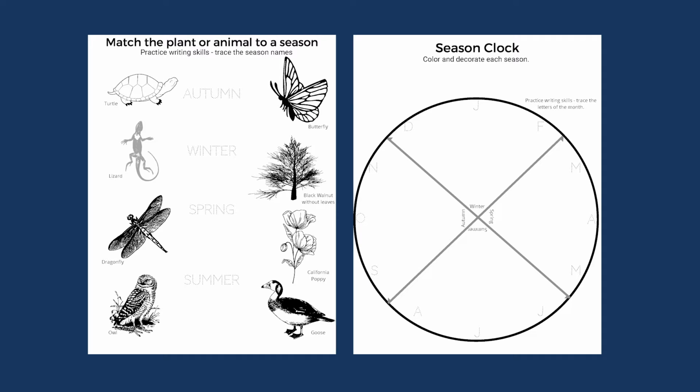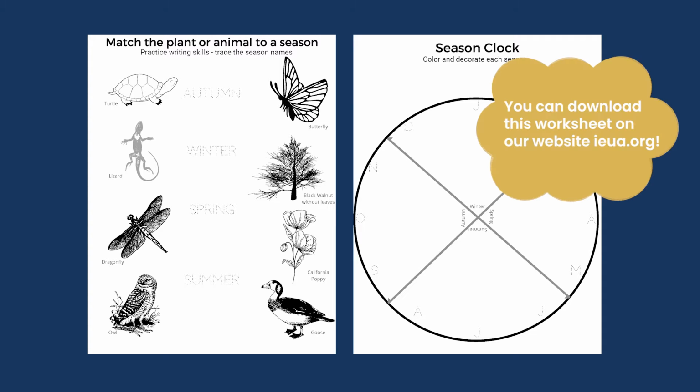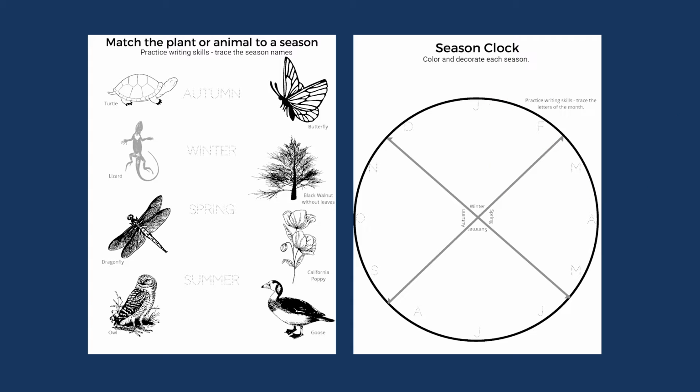Today we are going to be doing an activity called Learning the Seasons. Here are the materials you're going to need. You're going to need the Learning the Seasons activity sheets and some coloring materials. Let's get started. Let's take a look at our matching worksheet and figure out which plants and animals we are most likely to see in each season.